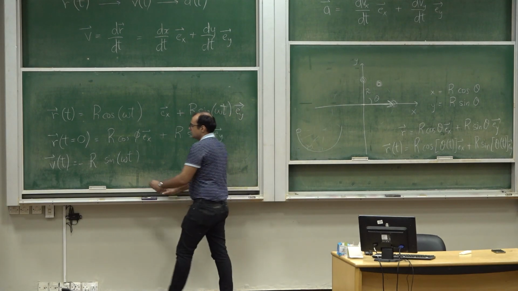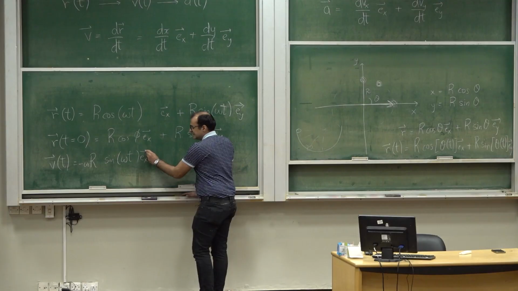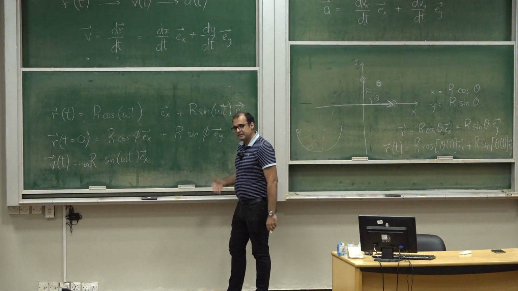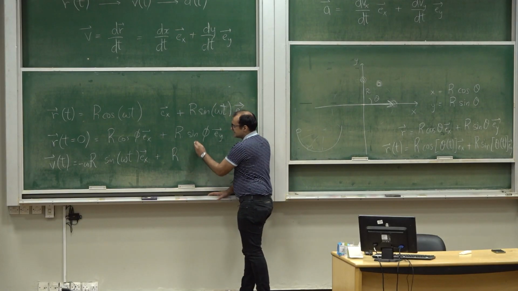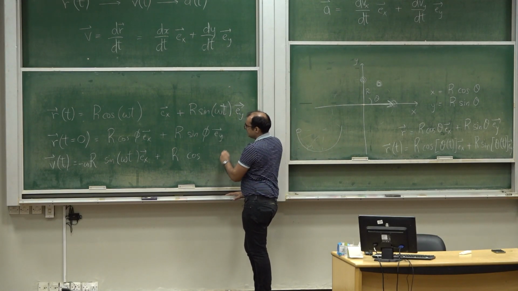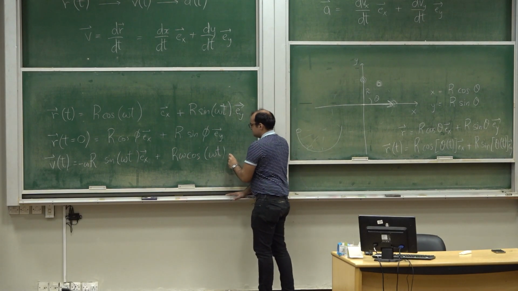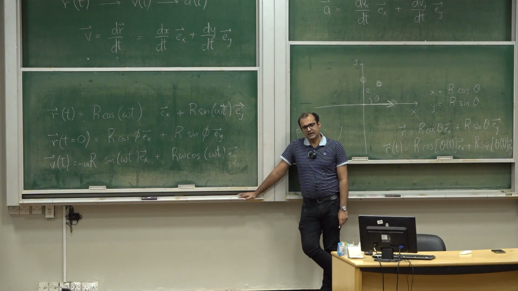So anyway, omega pops out, and e_x remains as it is. That's a constant vector, constant in magnitude, constant in direction. R remains as it is. The derivative of sine is, of course, cosine, and you get omega t, but then when you differentiate, omega pops out, and you have e_y. That's the direction of your velocity vector.